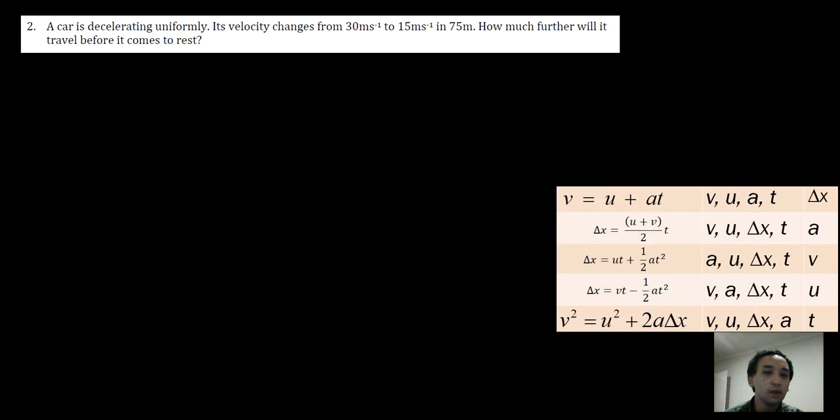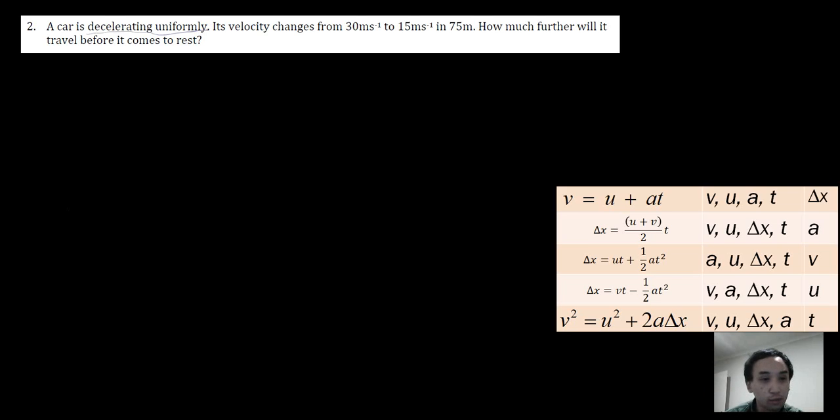So in this problem over here, we have a case of constant acceleration. How do we know this? We know this from the fact that the car is decelerating uniformly. So this part over here just means we have constant negative acceleration.